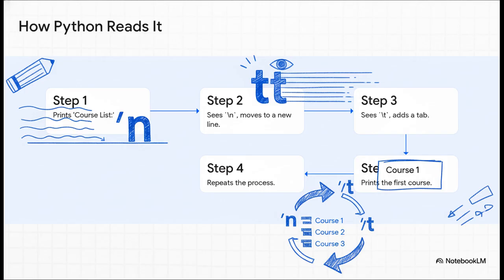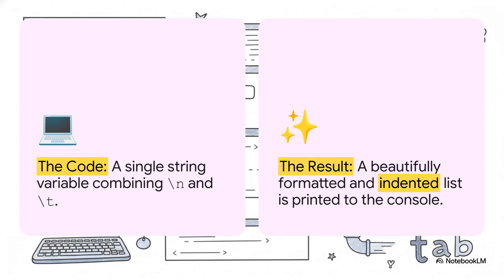Next up, it sees the \t, so it scoots everything over with a nice tab. And only then does it print one-point data communication. After that, it just repeats the whole dance for the next items. Sees a \n, goes to a new line, sees a \t, adds a tab, prints the text. It's a really predictable pattern. And here it is, the final result. Just look at that. That one slightly messy-looking string variable on the left creates this perfectly formatted, indented list on the right. This right here is the big aha moment. It shows how, with just those two tiny tools, \t and \n, you can build something that looks structured, complex, and super easy to read.